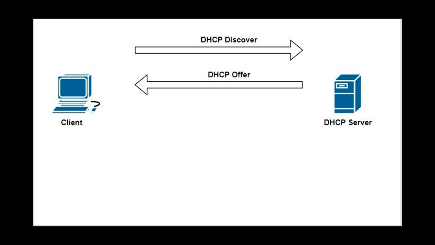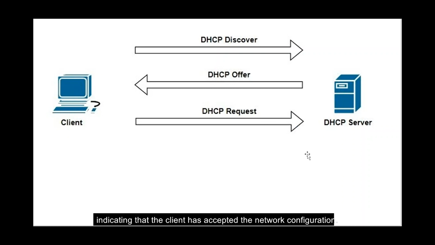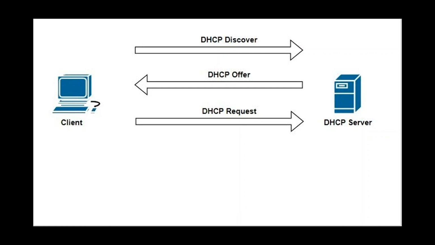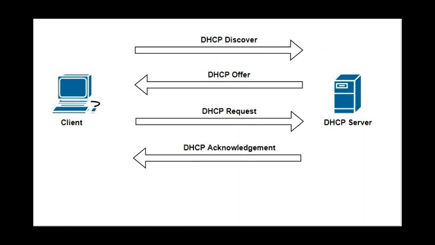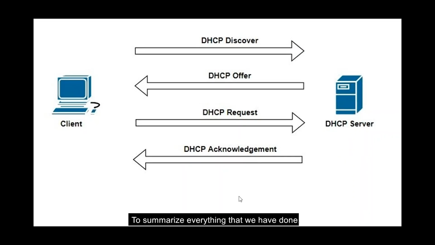Third phase, DHCP request, a response to the offer, indicating that the client has accepted the network configuration. Fourth phase, acknowledge. DHCP acknowledge message to confirm that the request has been accepted, that the client is now connected to the network.